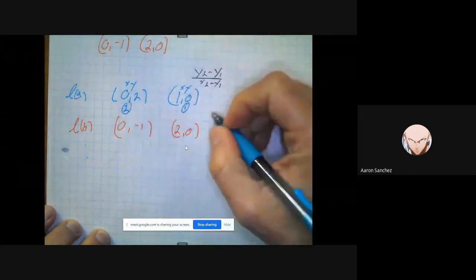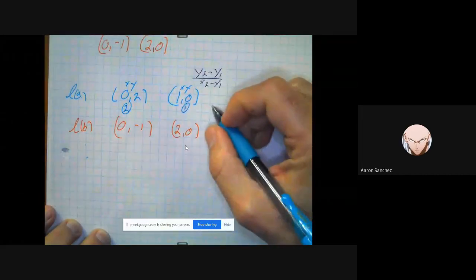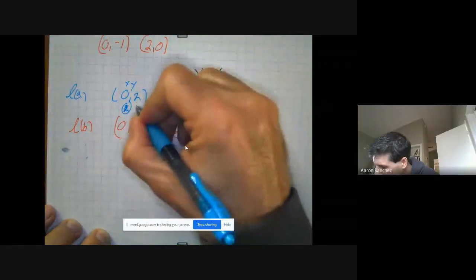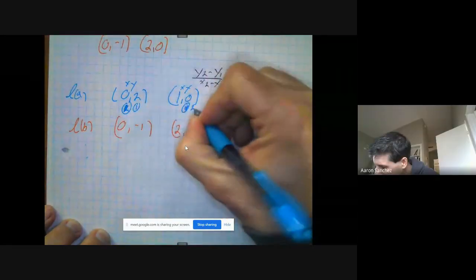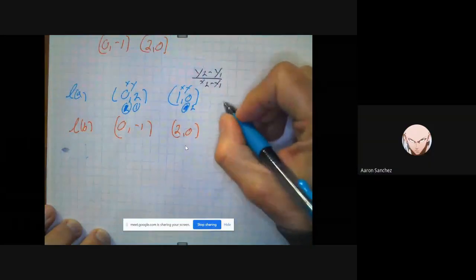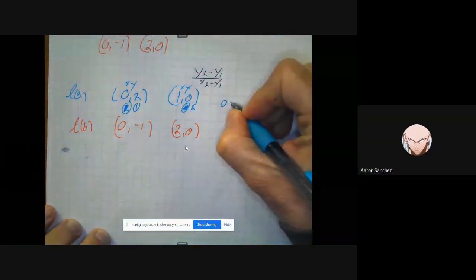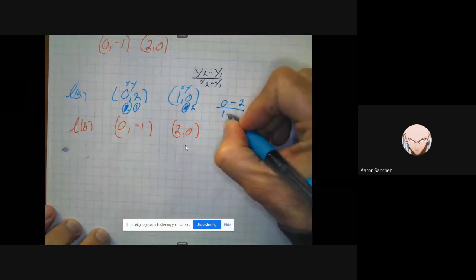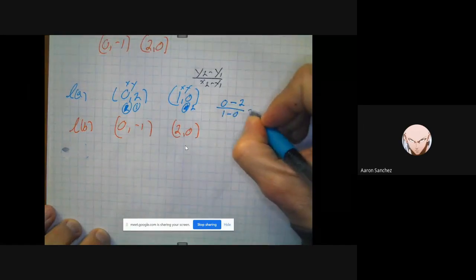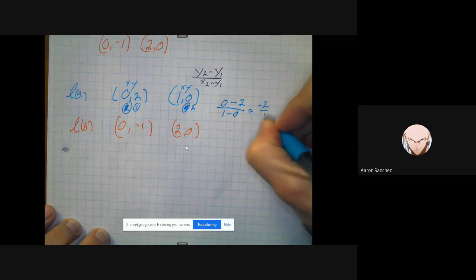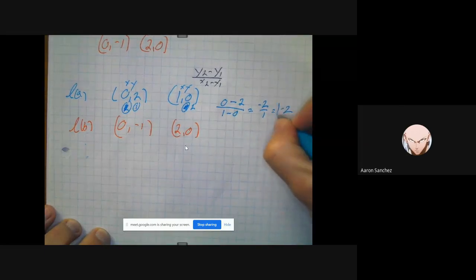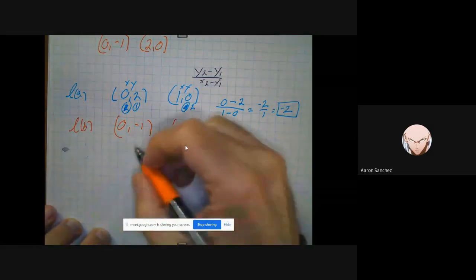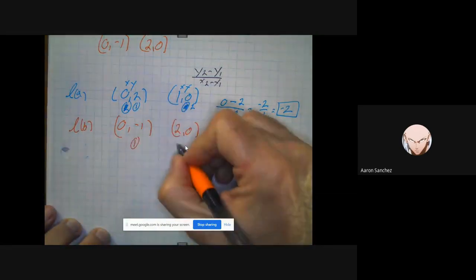Wait, I had you for a second. Are you having Wi-Fi issues? Oh, let's see. Sorry, let's make this point 1 and this point 2. I usually do that. 0 minus 2 over 1 minus 0 equals -2 over 1, or -2. Let's call this point 1, let's call this point 2.